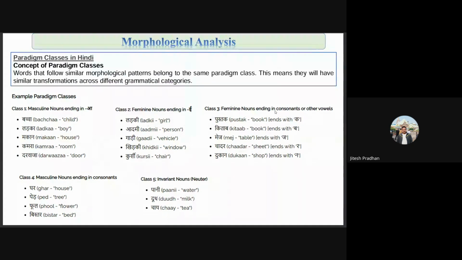Feminine nouns ending in consonants or other vowels. Look here. Pustak, kitab ending with b, mej ending with j, chadar ending with r, dukan ending with n. So these are ending with different other sounds, so this comes under feminine noun. Now masculine nouns ending with consonants. Look here: ghar, ped, phool, bistar. Okay, so all are ending with different consonants. Then we have invariant nouns, that is pani, water, doodh, milk, chai. These come under the same invariant noun class. So these are some categories or paradigm classes.